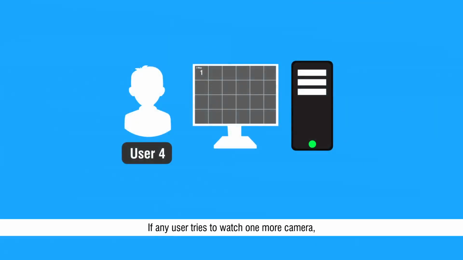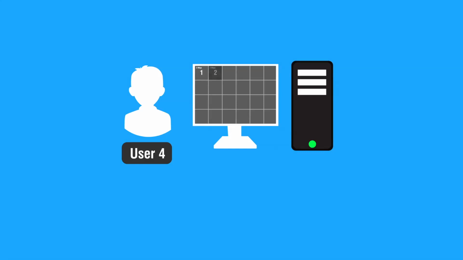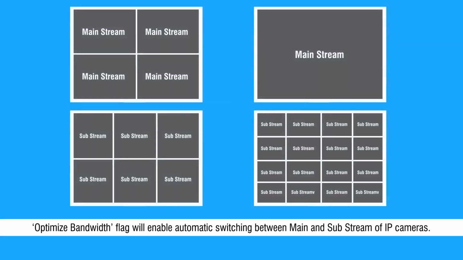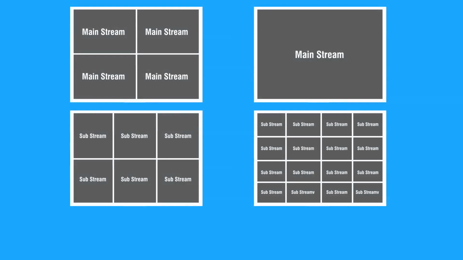If any user tries to watch one more camera, the device may drop frames or live view of cameras can get stuck for a while. This is solely because the upstream of the device is reaching its limit. To overcome the limitation of upstream, optimized bandwidth feature is used. Optimized bandwidth flag will enable automatic switching between main and substream of IP cameras.